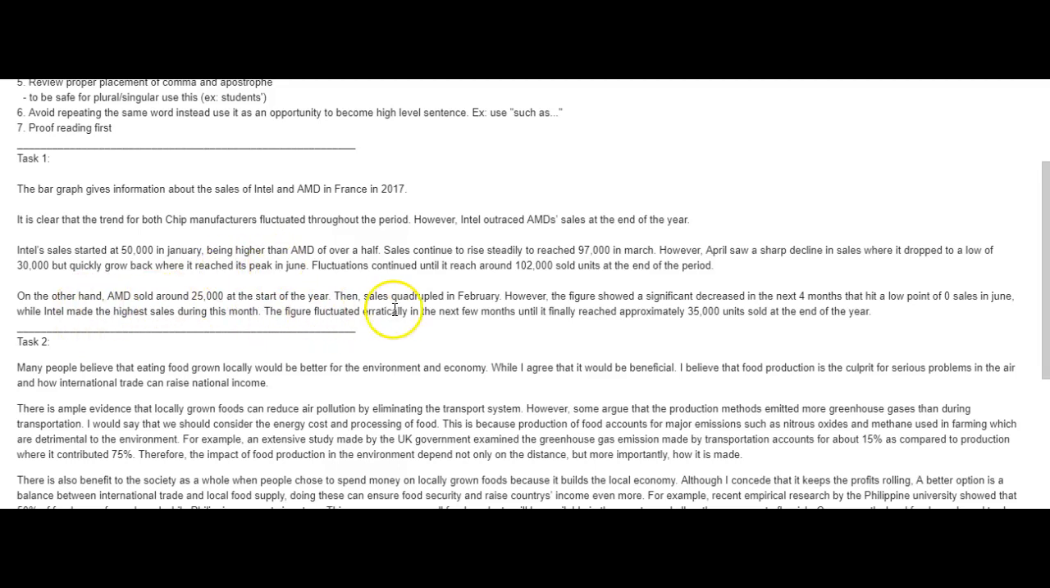The figure fluctuated erratically in the next few months until it finally reached, now here the it is okay because it's a figure. The figure fluctuated erratically in the next few months until it finally reached approximately 35,000 units sold at the end of the year. All right, it's fine, no problems, except again, it's a little underdeveloped. Like you went into some detail about the first half of the year, and the second half you just really brushed over it very casually. I think you could have said one more piece of information. There must have been something in that second half of the year that was noteworthy, that was worth mentioning in some way. All right? Other than that, it was good.